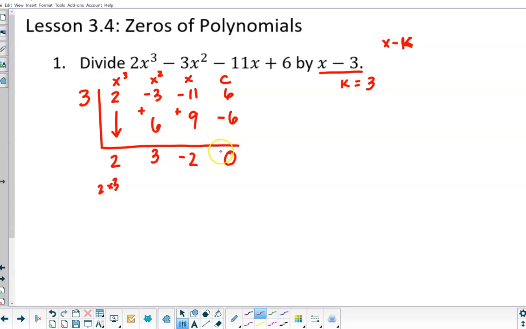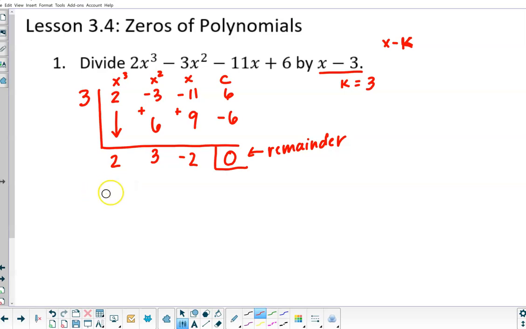So remember, this is our remainder. And so in this case, we don't have a remainder. Okay, so when our remainder is 0, that means that whatever we were dividing by is a factor, and so is our quotient, our answer.